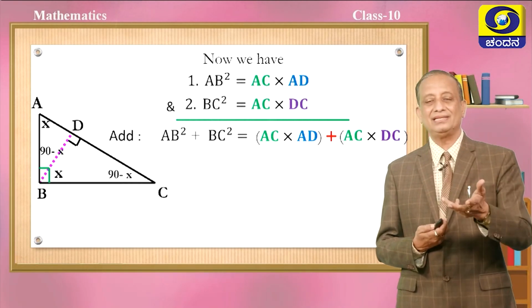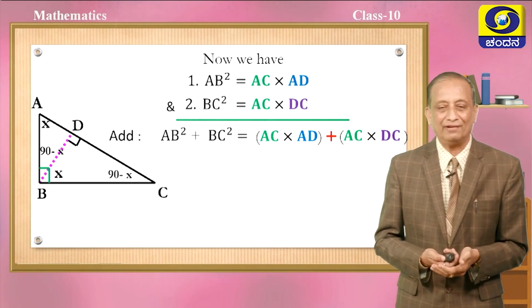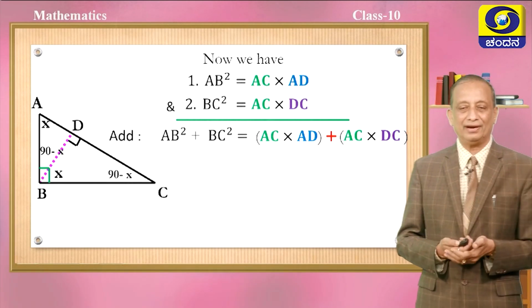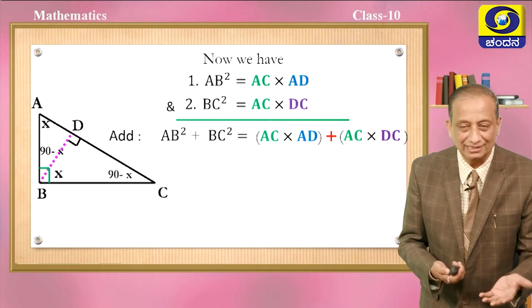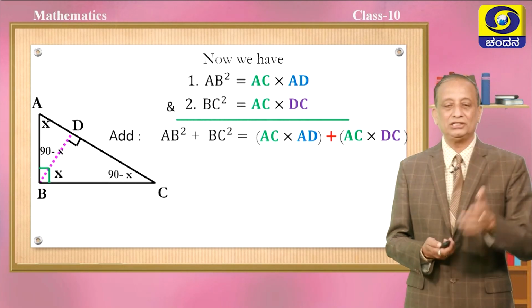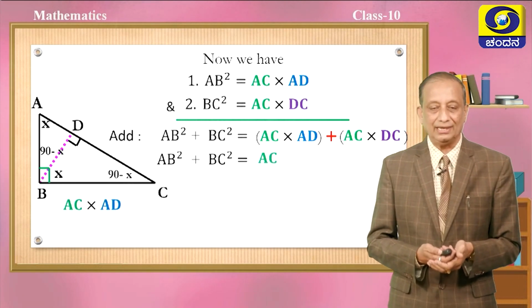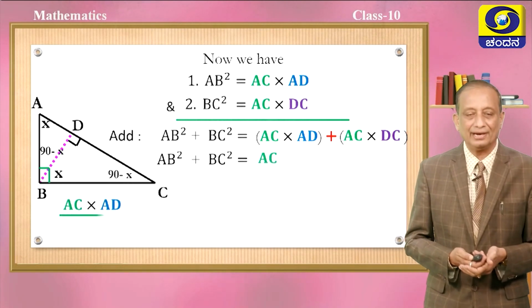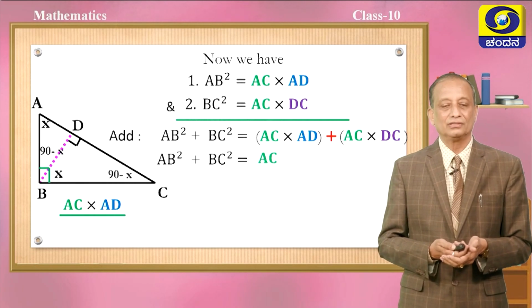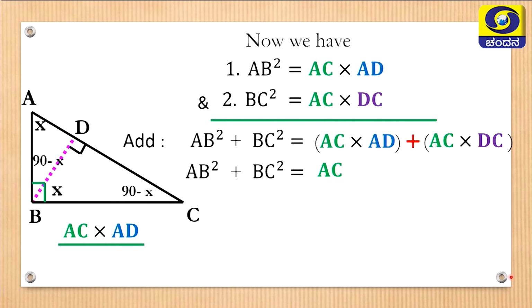It is quite easy. See, AC is the common factor. It is the highest common factor, the highest common divisor. Let us divide each term by AC into AD. So, AC into AD, if you divide it by AC only, so what is that we will get? AC is getting cancelled. We are left with AD only.